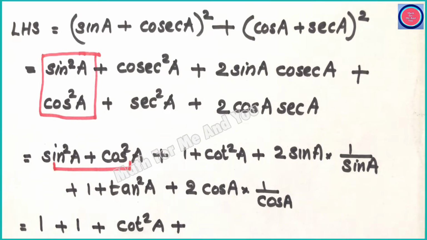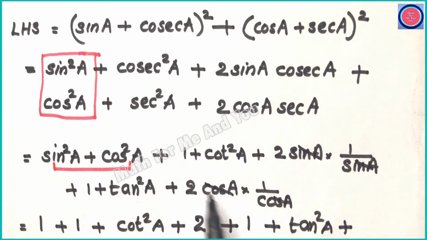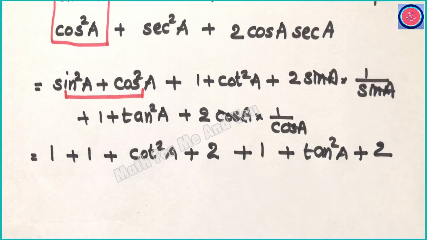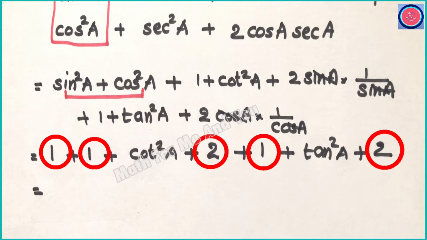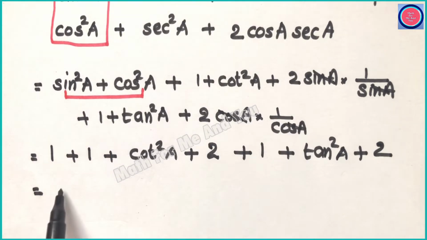Sin a and 1 by sin a, let's cancel. And then we get there 2, plus 1 plus tan square a, plus the last term 2 times cos a times 1 by cos a. Cos a and 1 by cos a, let's cancel. So we get there 2. Let's add the numbers together: 1 plus 1 plus 2 plus 1 plus 2. So the total we get there is 7.